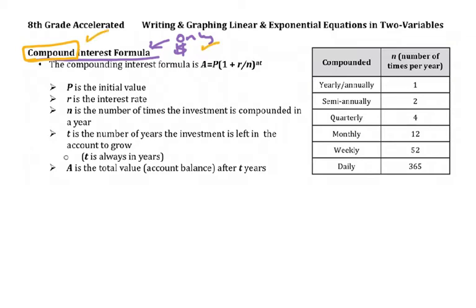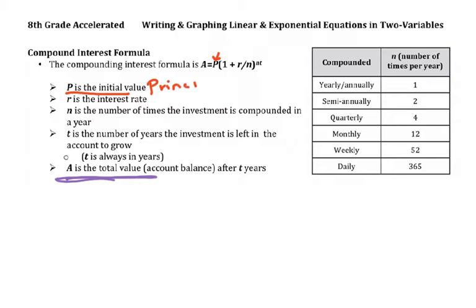The compound interest formula is right here, and it looks pretty complicated. It's really very much the same as the ones that we're used to. This A, that's our output, and that's the amount that we have at the end of the problem, so the total value after it's all said and done. The P is what we call principal. P is the principal, or the initial value, like how much you're putting in an investment. That's the principal amount.